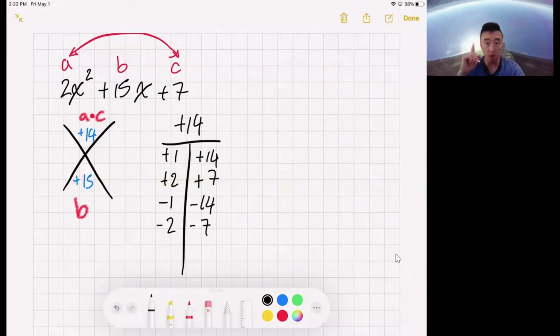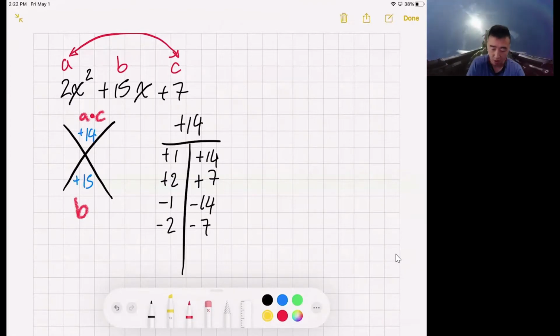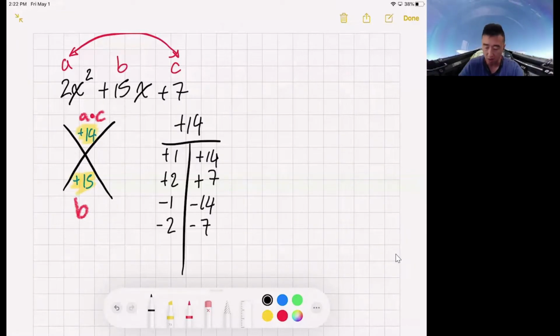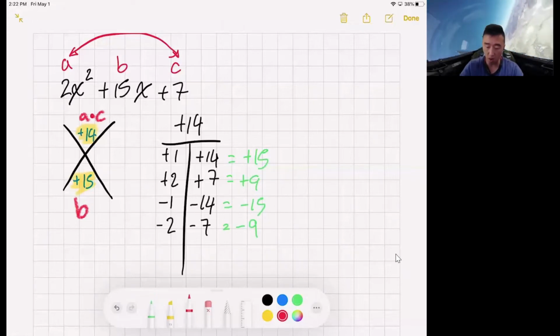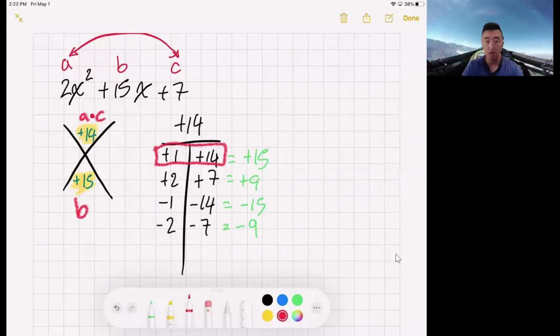They all do. But only one combination adds up to 15 at the same time. So it has to both multiply to 14 but add up to 15. So let's see which one does. Okay, so these two add up to positive 15. Great, that's the combination that we want. So we can stop right there, but I just want to show you what happens in the other ones. They add up to 9, they add up to negative 15, and they add up to negative 9. So only one combination fulfills both the positive 14 multiplication and adding to 15.